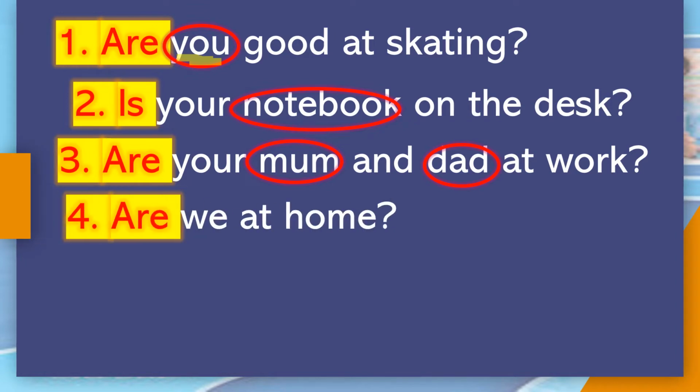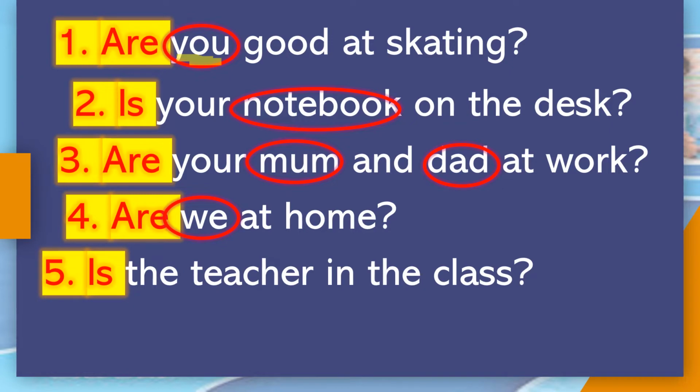For number 4, are we at home? Why do we use "are"? Because we are more than one. And then the last one, is the teacher in the class? We use "is" because there's only one teacher.